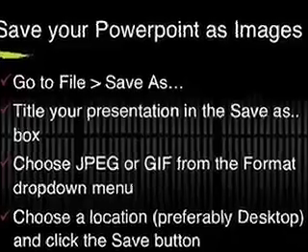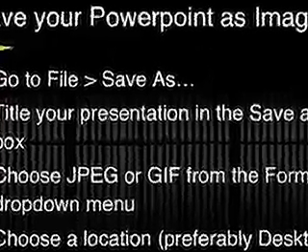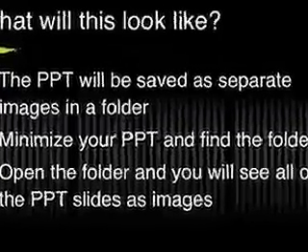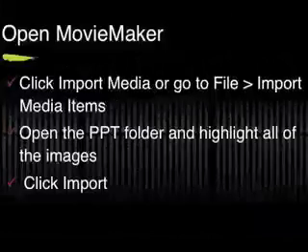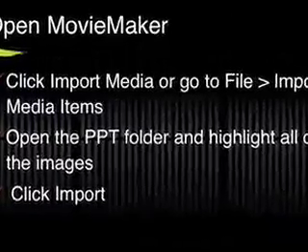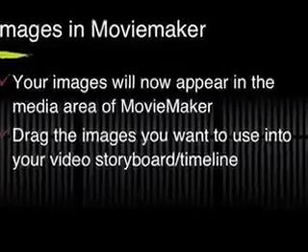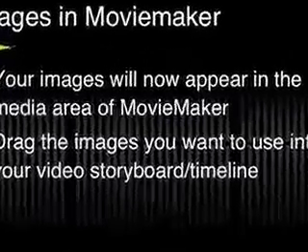After that, what we're going to do is save that PowerPoint. Instead of just a PowerPoint, we're going to save it as images. To do that, you'll go to File, Save As. You're going to give your presentation a title in the Save As box. Make sure it's something descriptive so that you can find it later.